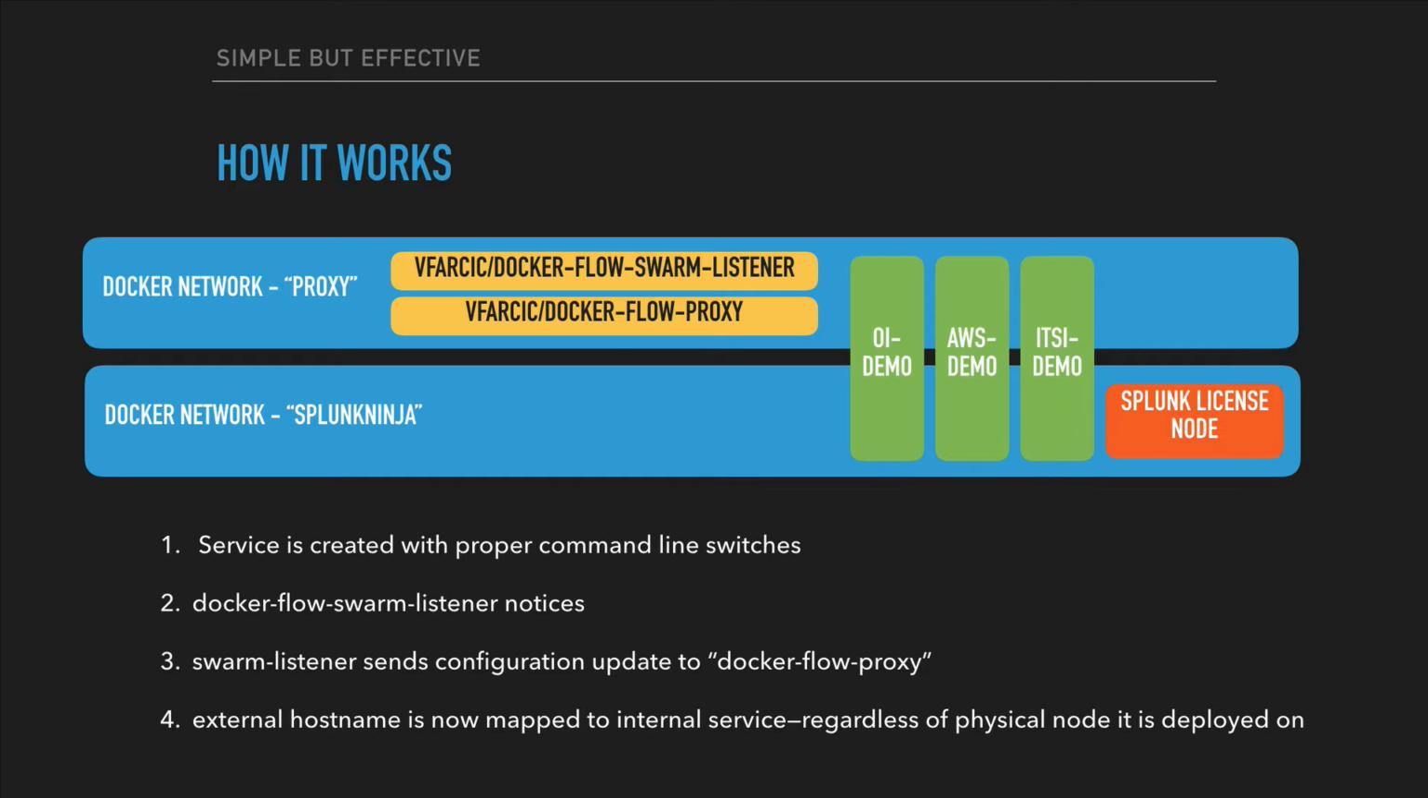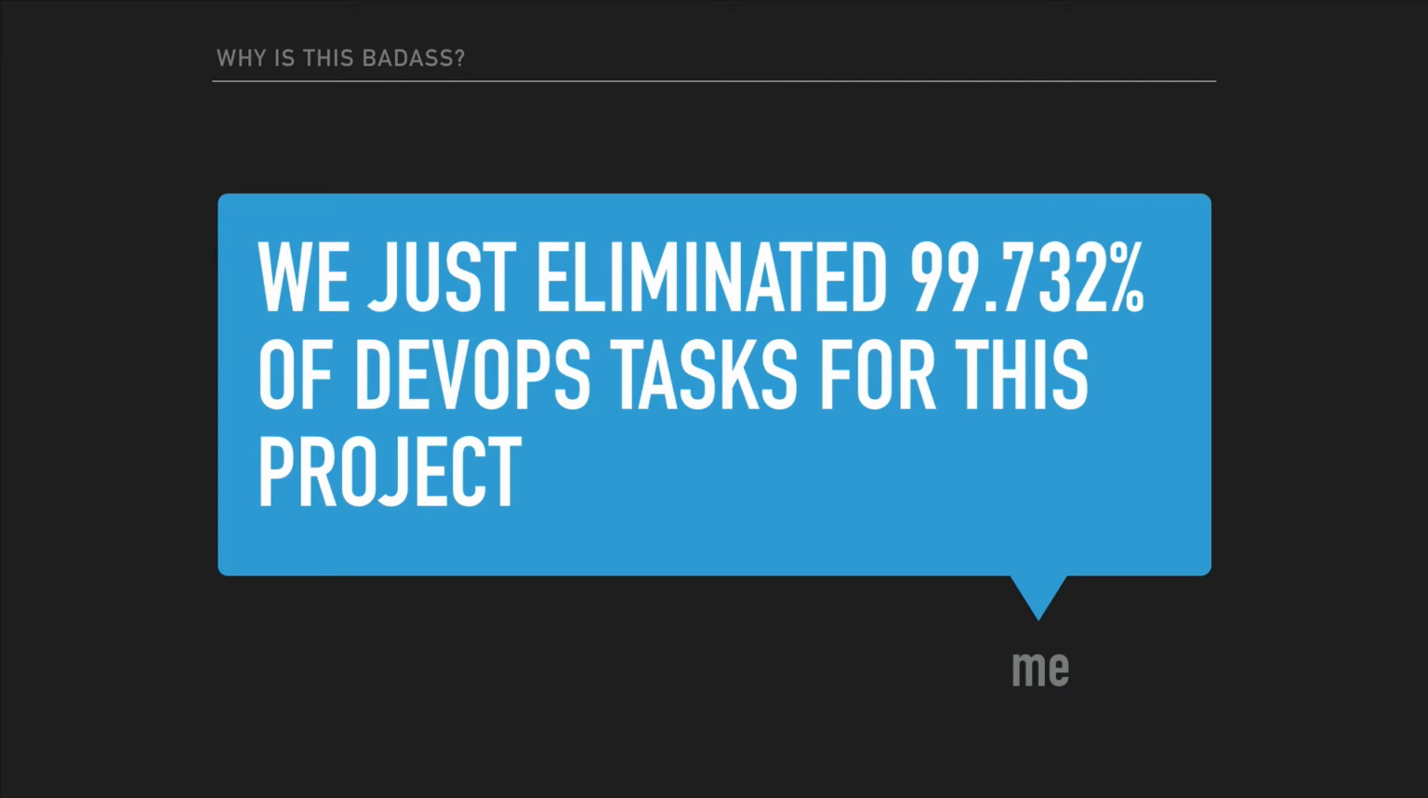It's going to create some new configuration files in there. It's going to update them and delete them as I need. And that external host name is now mapped to the internal service regardless of where it's deployed. I just eliminated like 99.732% of DevOps tasks for this entire project, and that's pretty awesome because now I can publish Docker images, turn them into containers, and make my demo environment really badass and flexible.